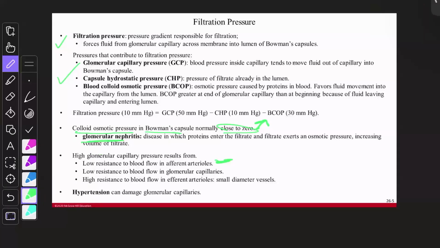Now, I want you to think about this for a minute. Nobody answer, just think. Why does increasing the volume of the space, why does making the afferent arteriole bigger increase pressure in the capillary bed?